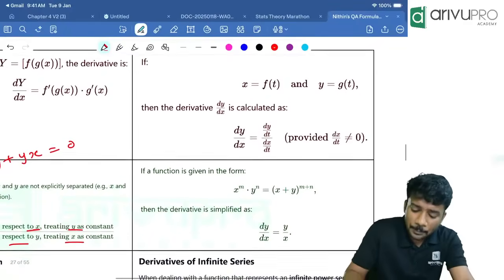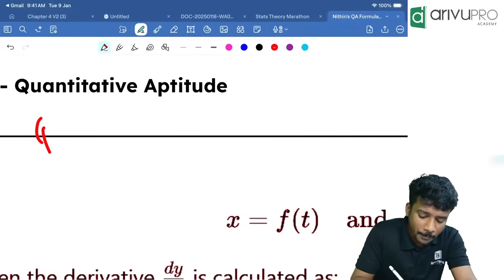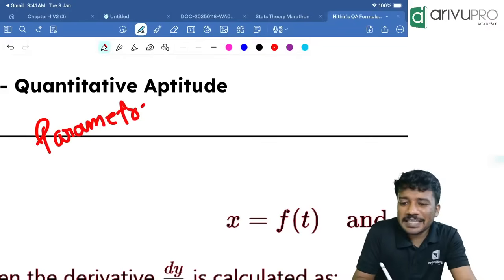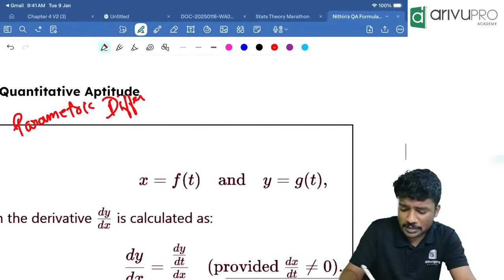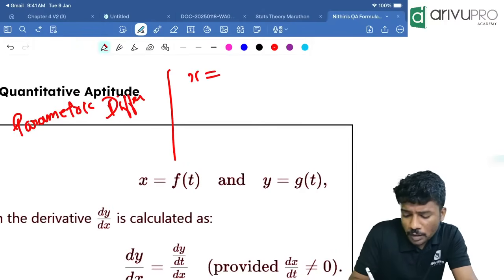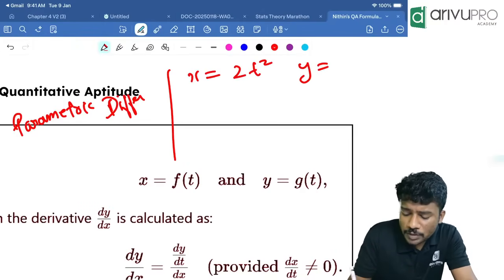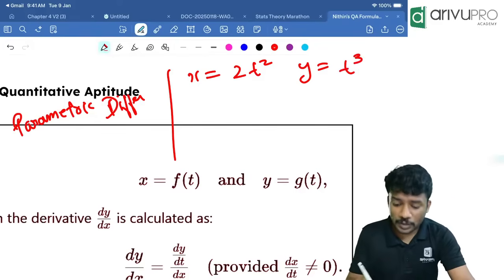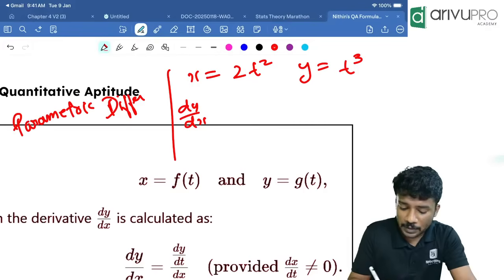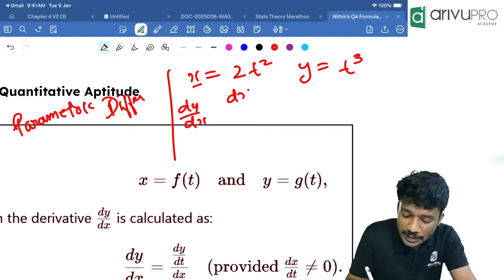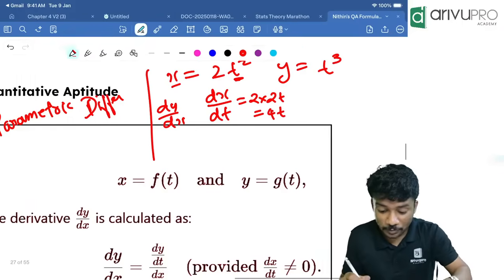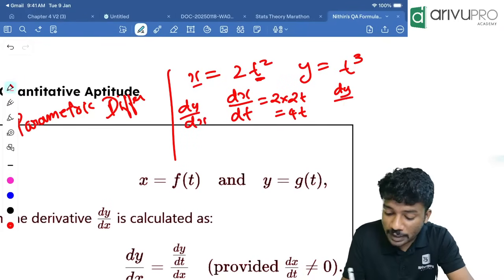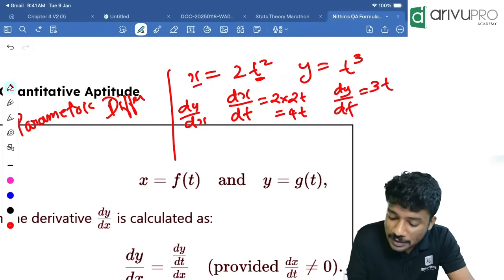Now people, one prediction for today's exam is parametric differentiation. It will be there in your examination for sure. You know parametric differentiation, people. I'll just tell you with an example. If x is equal to 2t square, y is equal to t cube, then you need to find dy by dx. People, take the derivative of x with respect to t. Dx by dt is how much? 2 into the derivative of t square, which is 2t, which will become 4t. So dx by dt is 4t. Then similarly, what is dy by dt? Dy by dt is direct, that is 3t square.